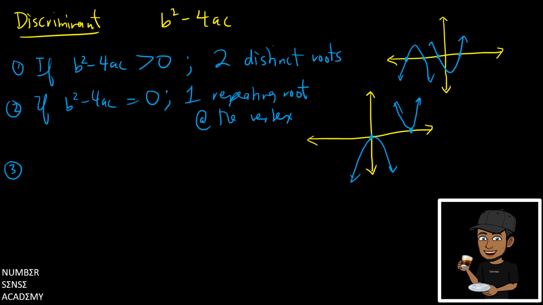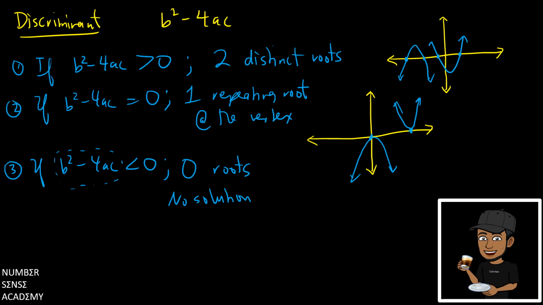The third case is if b squared minus 4ac is less than 0, then we have 0 roots. There is no solution. This is useful because as you solve the equation, the minute this value is negative, you can pretty much just stop and conclude that there are no roots. It doesn't mean that the equation doesn't exist, because it clearly does. You had an equation with values to put into the formula. It's just that there are no roots.